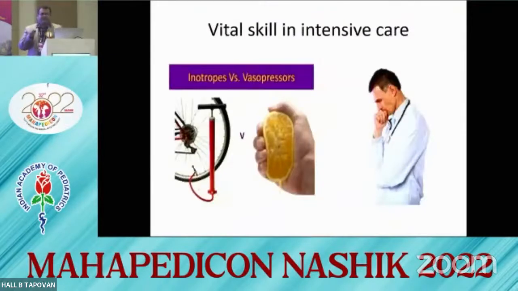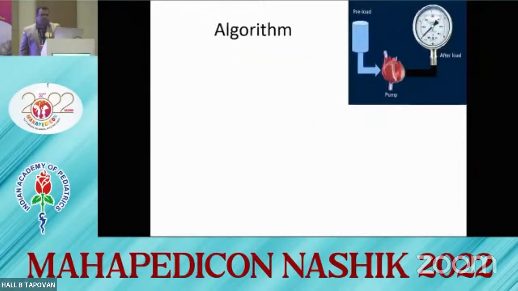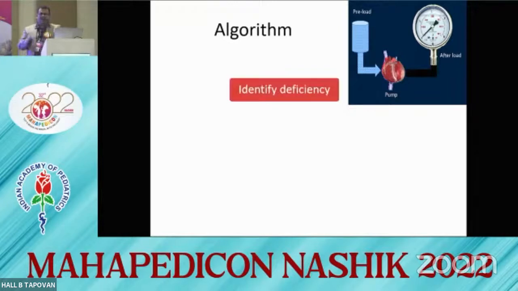So the vital skill in intensive care is to take a decision. And what decision to take, when to take, should we fill in the tank or should we squeeze the heart? That is the crux over here. We basically follow in critical care as well as in pediatrics this algorithm. We identify the deficiency. What is deficient in this patient? Is it fluid which is deficient? Is the heart falling short? Is the afterload high? Accordingly, we take a corrective action.